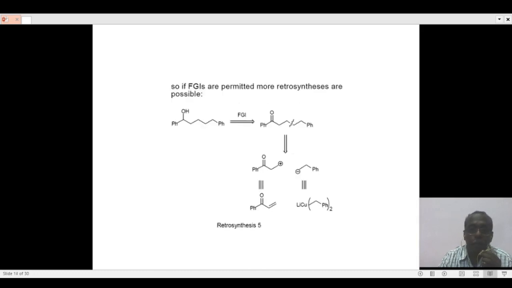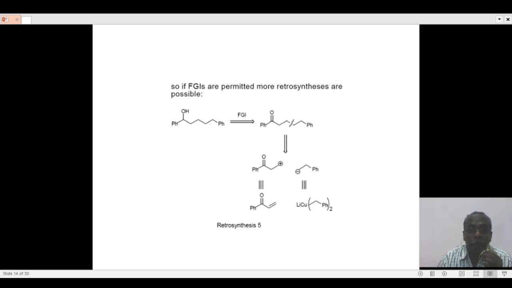Then in the fifth route, we are going to break the third and fourth carbon. The third and fourth carbon will be broken. As a result, one compound having a double bond and another one, a Gilman reagent, are obtained. Here also, due to the reaction, we can get this desired product.